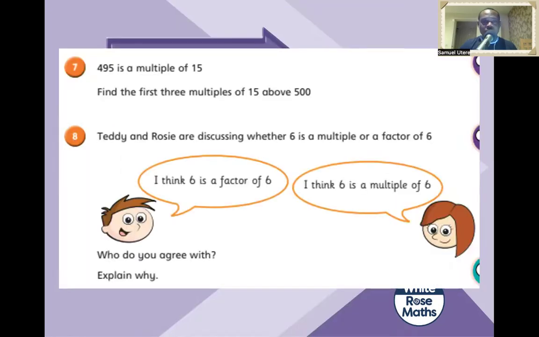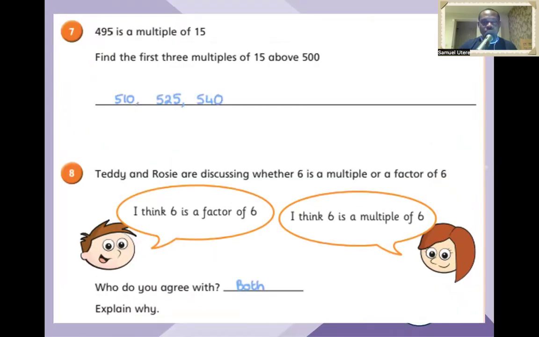All right, pause the video and answer questions 7 and 8 in 2 minutes. All right, assuming you've paused the video, here are the answers. So 495 is a multiple of 15. Find the first three multiples of 15 above 500. Well, a quicker way to do it would just be to add 15 to 495, and then you generate more numbers from there. And then here, we agree with both of them, okay?